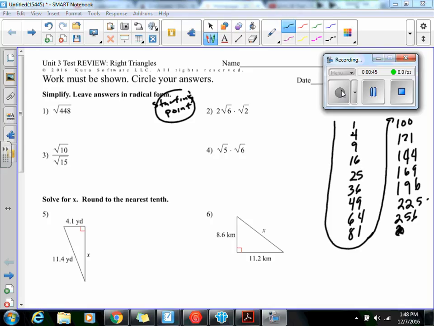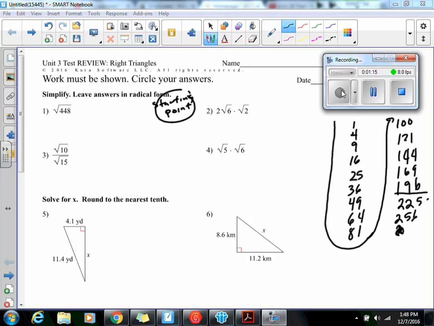What I'm going to do is take my calculator and start dividing. I would start with 196, because that's the first number that's close to the 224 that I got. So 448 divided by 196 gives me a decimal, so that's not the answer. So I'm going to go 448 divided by 169. I get a decimal. I'm going to keep going.